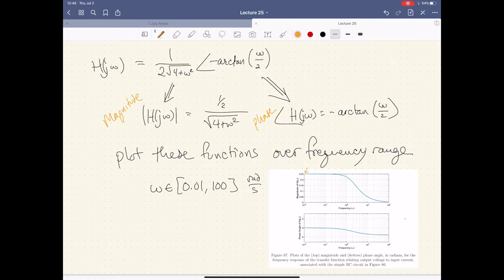However, at higher frequencies, we get damn near zero output voltage. But we also have a negative 90 degree phase shift. Okay? So this is totally consistent with what we perceive for capacitors.